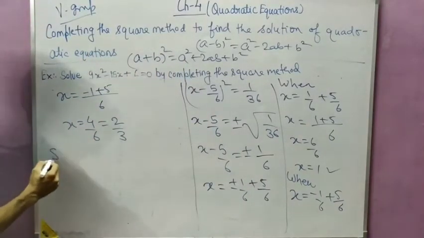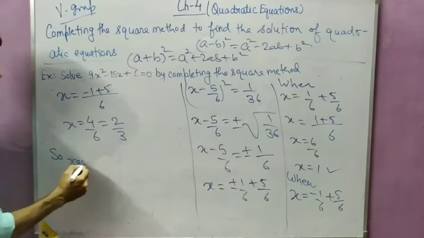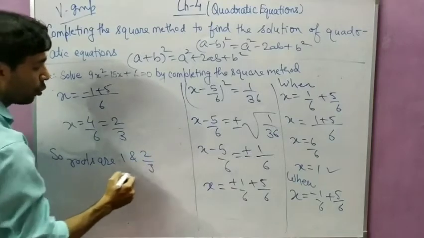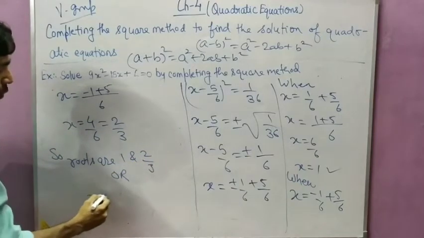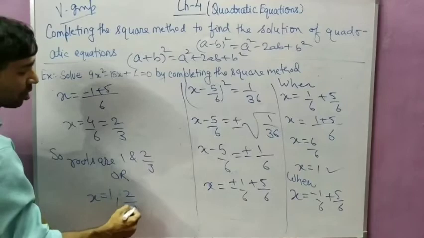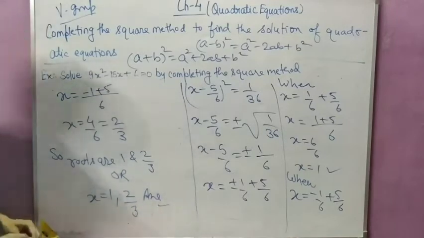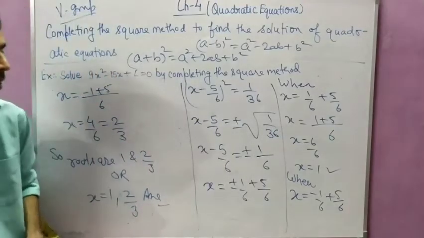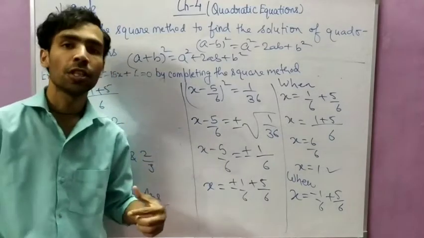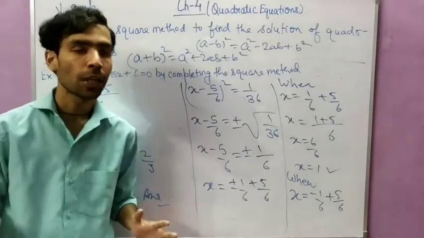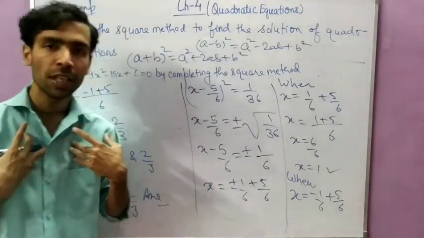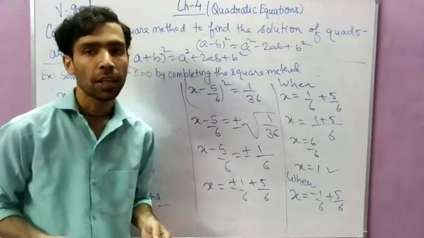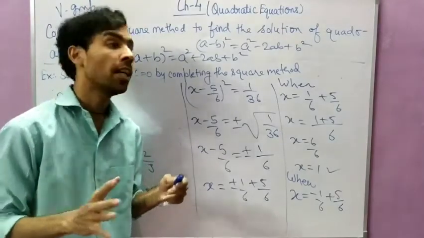So the roots are 1 and 2 by 3, or you can write it like this, x equals 1 comma 2 by 3. So this is our answer, and this is known as the completing the square method. Okay. In the first question you will take time, don't panic. Because when we study something new, it will take some time to understand. So don't worry thinking, sir, it is very difficult.